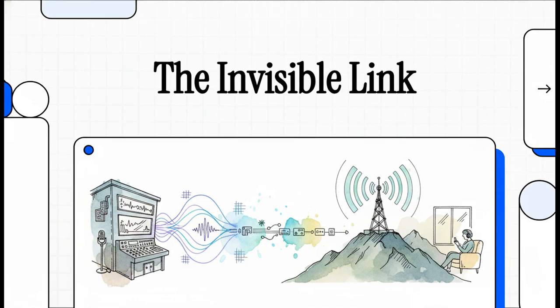Have you ever stopped to think about how the radio or TV show you're enjoying gets from some studio in the middle of a city to a transmitter way up on a remote mountain and then, finally, to you? There's this critical, totally invisible link that makes it all happen. And for decades, just figuring that part out was a massive engineering puzzle. So let's dive into how it's done.